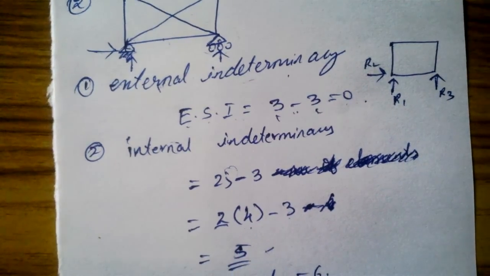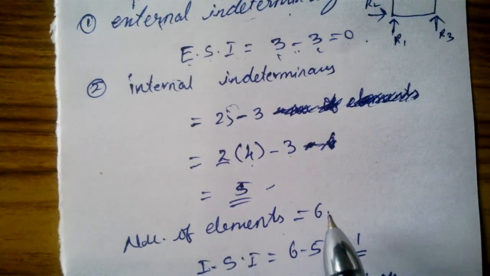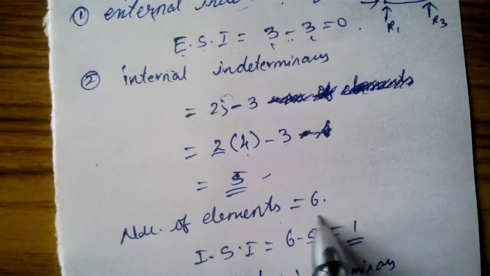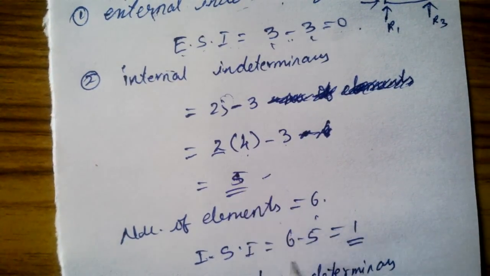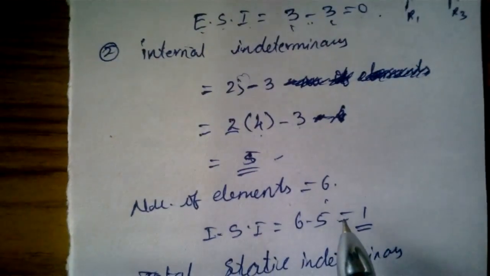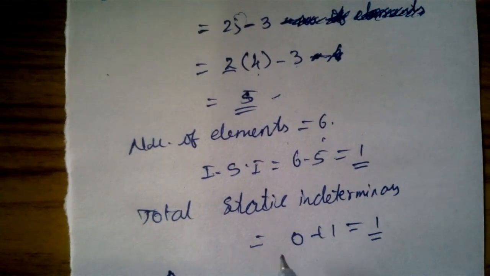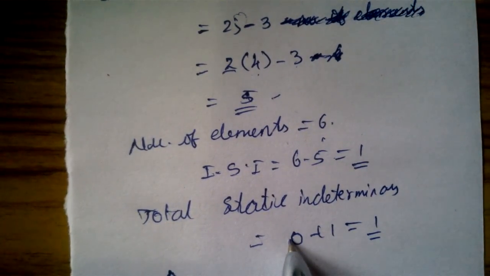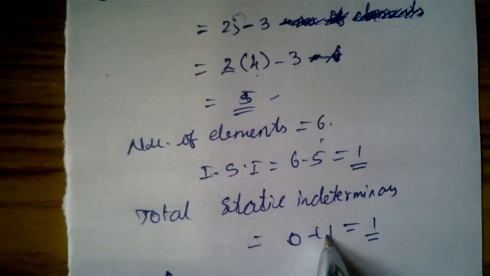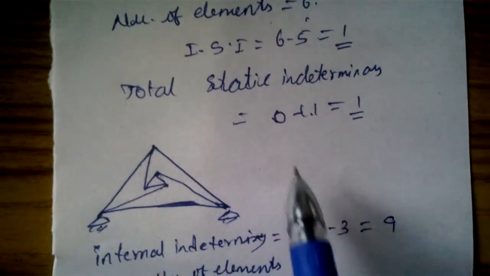Number of elements equal to 6. So the indeterminacy is 6 minus 5 equal to 1. So there is 1 degree of internal indeterminacy. So total static indeterminacy equals 0 degree of external indeterminacy plus 1 degree of internal indeterminacy, equal to 1. We will go for one more example.